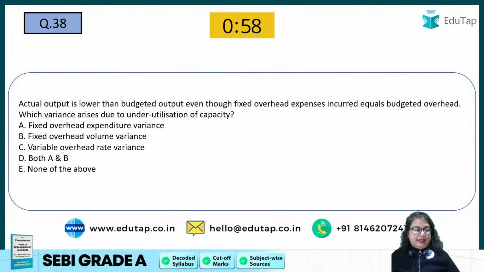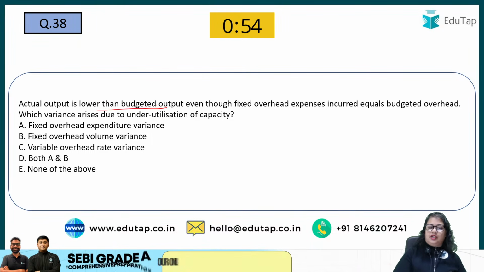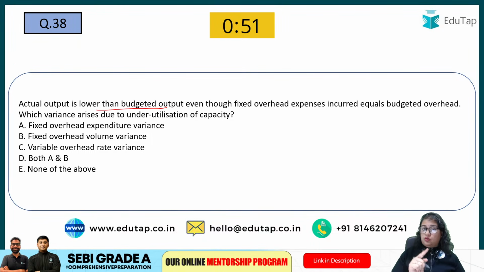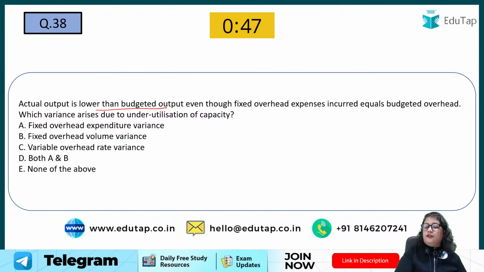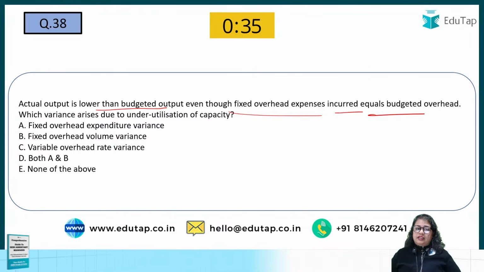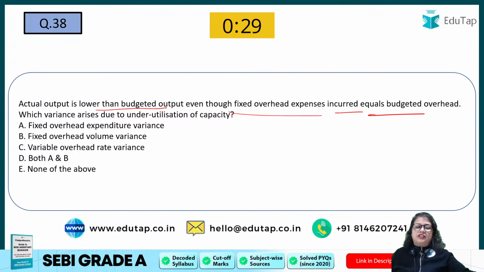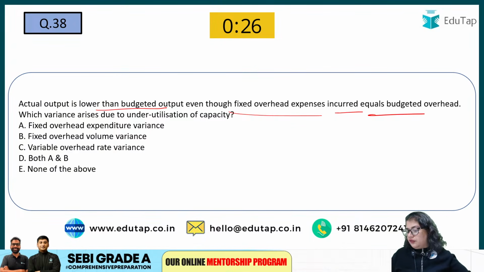Next, question 38. Now read this very, very carefully. Actual output is lower than the budgeted output, even though the fixed overhead expenses incurred equal the budgeted overhead. That means whatever expenses are incurred on the fixed overhead are equal to the budgeted overhead, but even then the output is lesser. We spent as much as budgeted, but the output is coming lesser. So which variance arises due to underutilization of capacity?